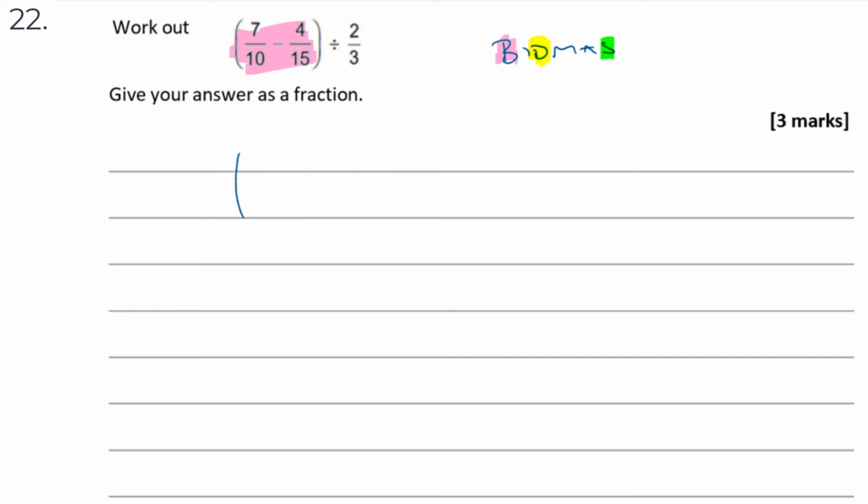So 7/10 minus 4/15. Well, really we need a common denominator here, don't we? So what's common from 10 and 15? Well, I think they both go into 30. So if I times that one by 3 and that one by 2, that's going to give me 30 of everything, isn't it? So 3 7s are 21, 3 10s are 30, minus 4 2s are 8, 15 2s are 30. And then I've got divide by 2/3.